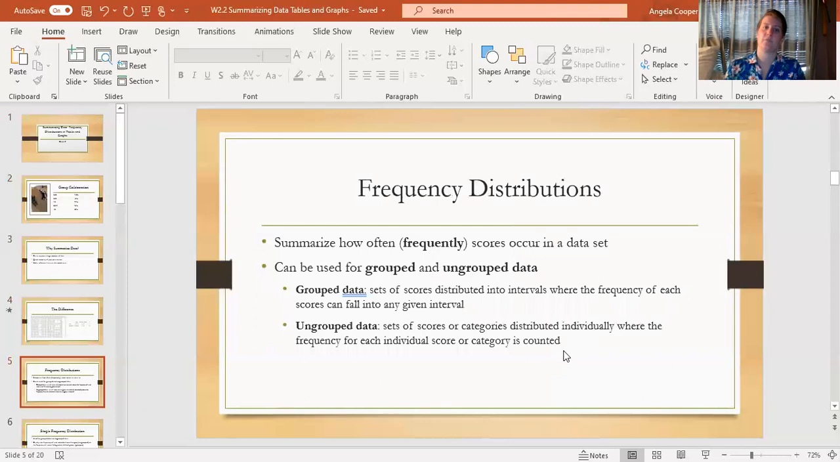So anywho, this video is about frequency distribution. So now we're going to actually discuss what frequency distributions are. They summarize how often or frequently scores occur in a data set.